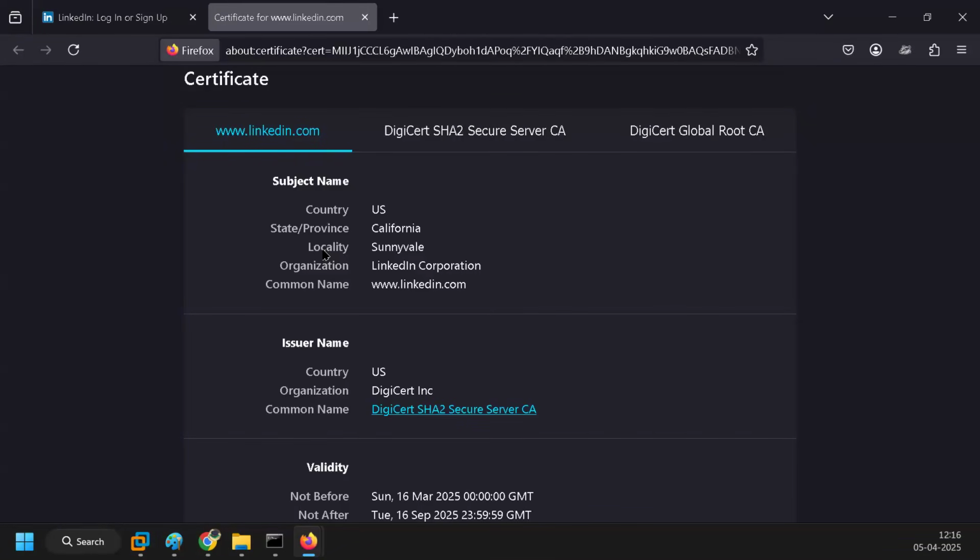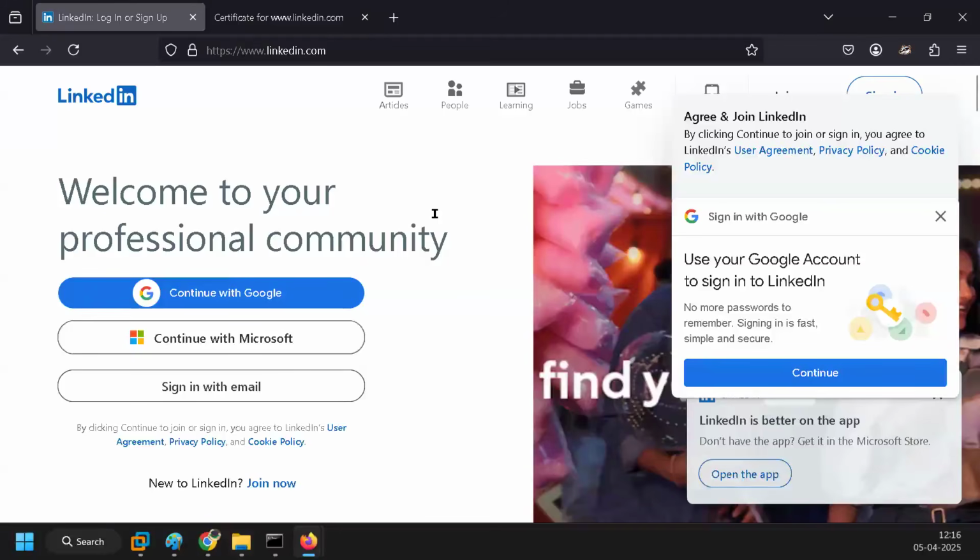So here we are using the digital certificate for ensuring the authenticity of websites. Let me give you another example. Going back to LinkedIn, it provides the option to sign in. The sign in is going to ask for the user credentials, the username and the password.